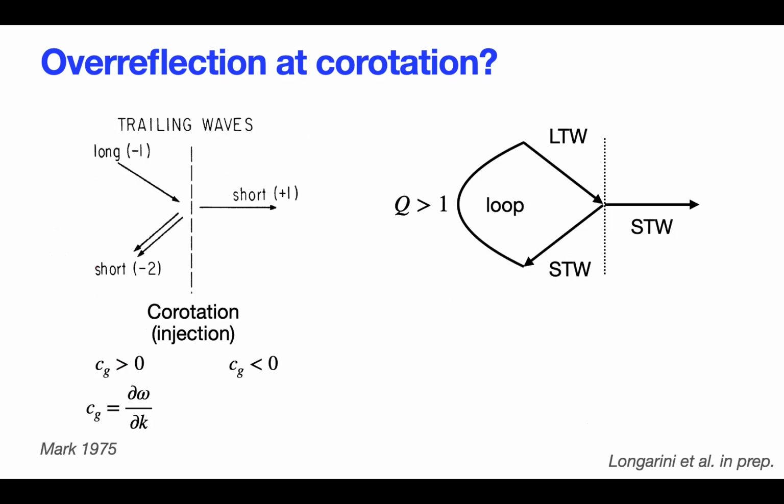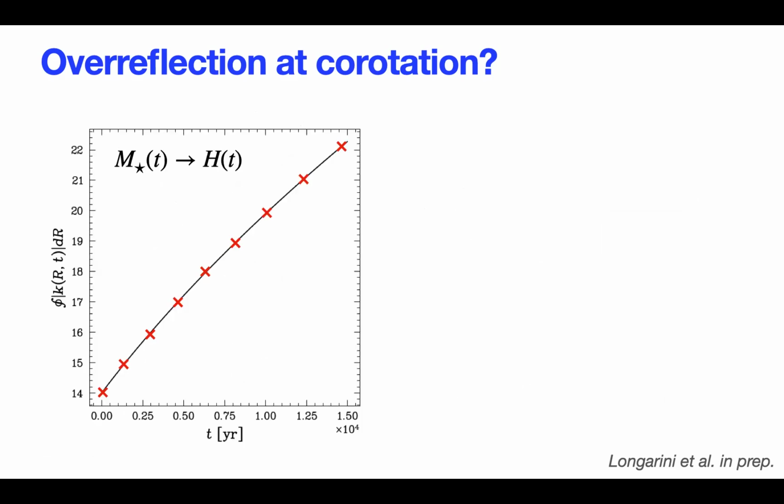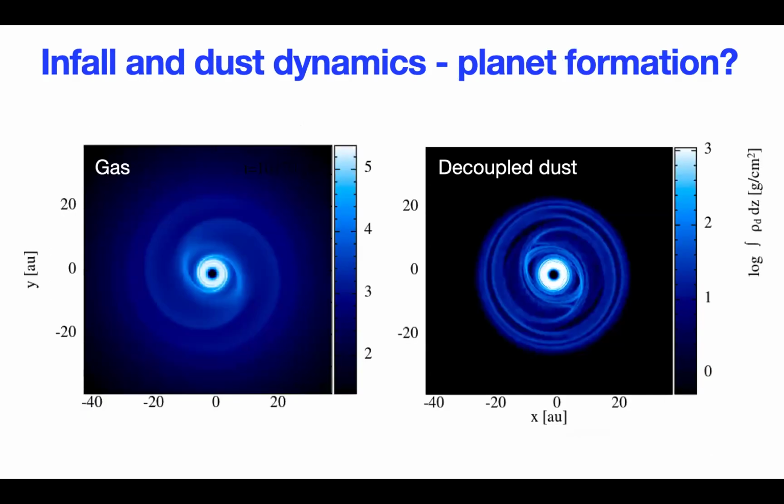And the idea is that if we want to have this phenomenon in the inner part, we need to have a superposition of a short and a long wave. And what it seems is that we have a very strong short wave component, which is what we expect, with a long wave component as well. What is interesting is also we have a leading wave contamination, which I still don't understand why, but it's something to think about. And for the very last slide, what about infall and dust dynamics?